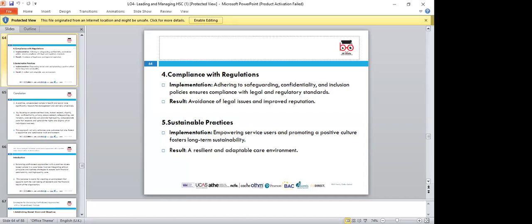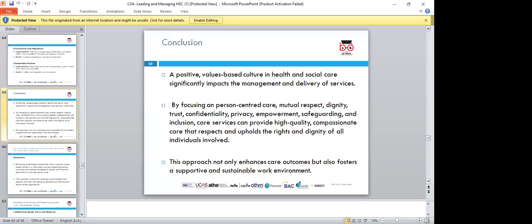Then sustainable practice. We spoke about doing things that comply with the environment, like recycling modalities and all that. So it's very important that when you do all those, you are inspiring service users and promoting a positive culture that fosters long-term sustainability. The result, therefore, is a resilient and adaptable care environment, because in sustainable practice, we are trying to make the environment very safe and free from harm.